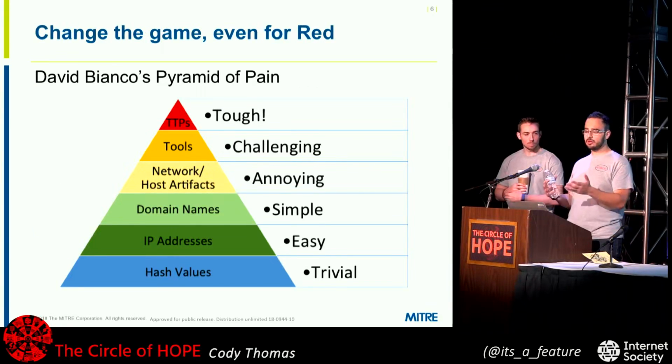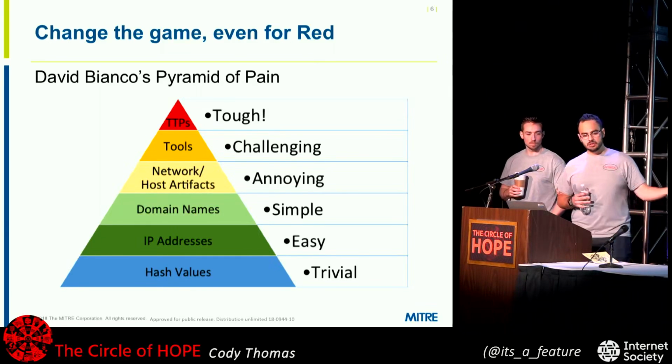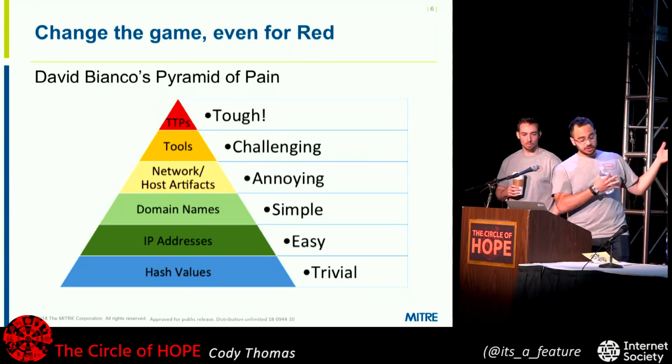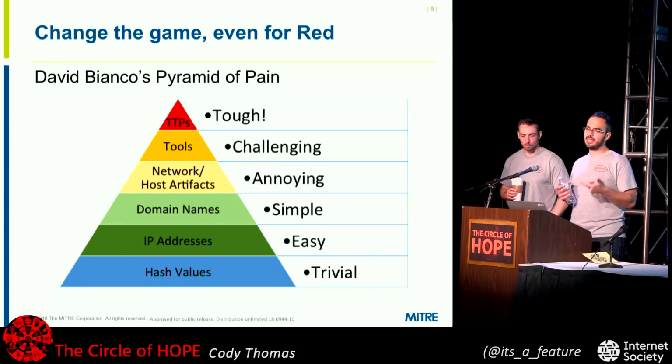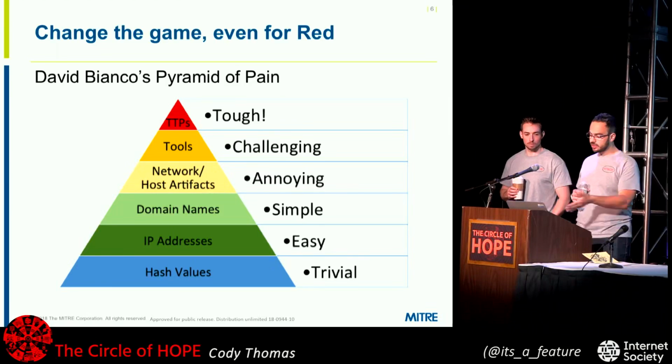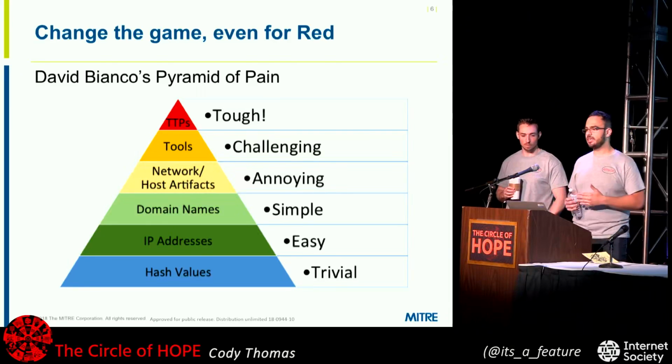For those of you who are not familiar with this, it's David Bianco's Pyramid of Pain. It's usually presented as a way to prioritize blue defenses. Basically, all it's trying to illustrate is that starting at the bottom, those are the easiest things for an adversary to change. It won't cost them much time or resources. Those are things like your hash values, your IP addresses, domain names. You can always register new domains or compromise easy domains that already exist.